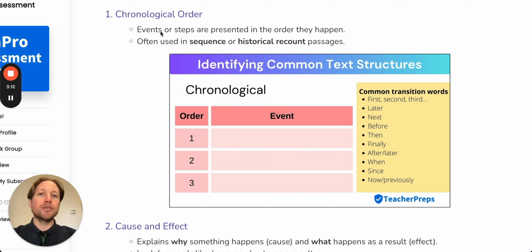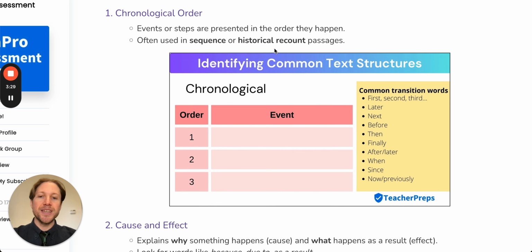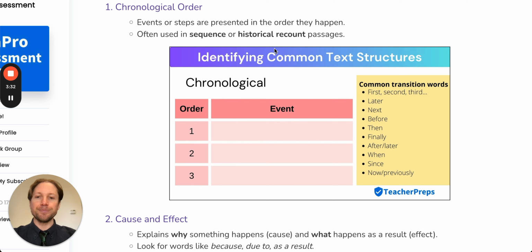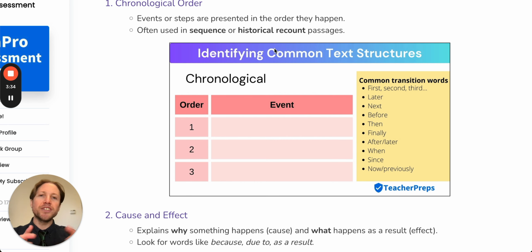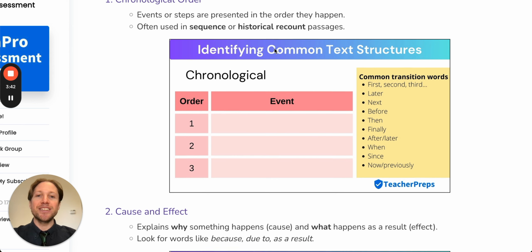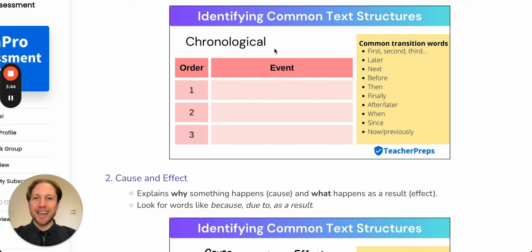So remember that chronological text structures are events or steps that are presented in the order in which they happen. They're often used to present sequences or historical accounts. Oftentimes these are presented in our daily routines, right? First you wake up, then you make breakfast, then you brush your teeth, then you walk out the door, like that. These are often common assignments for this type of text structure for young learners.